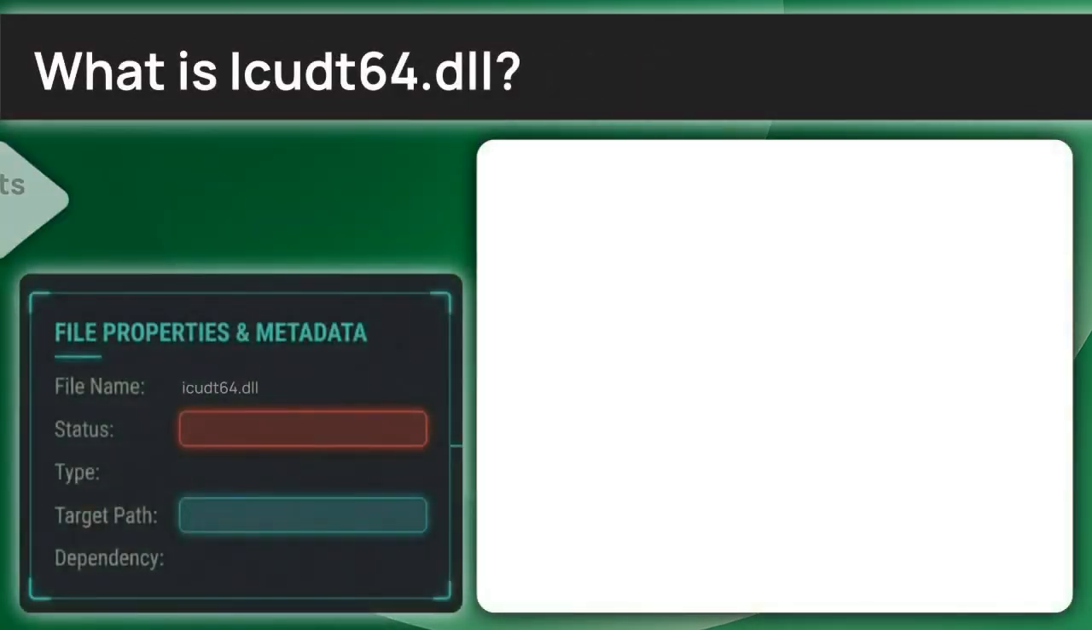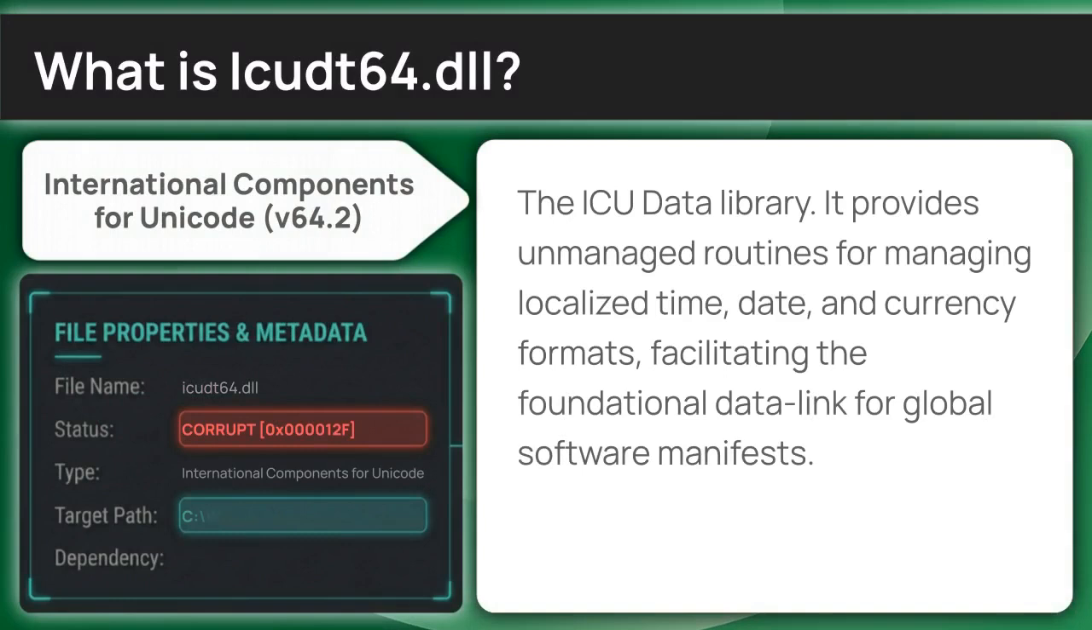This is the ICU Data 64, the ICU Data Library. It provides unmanaged routines for managing localized time, date, and currency formats, facilitating the foundational data link for global software manifests. Let's get to work.